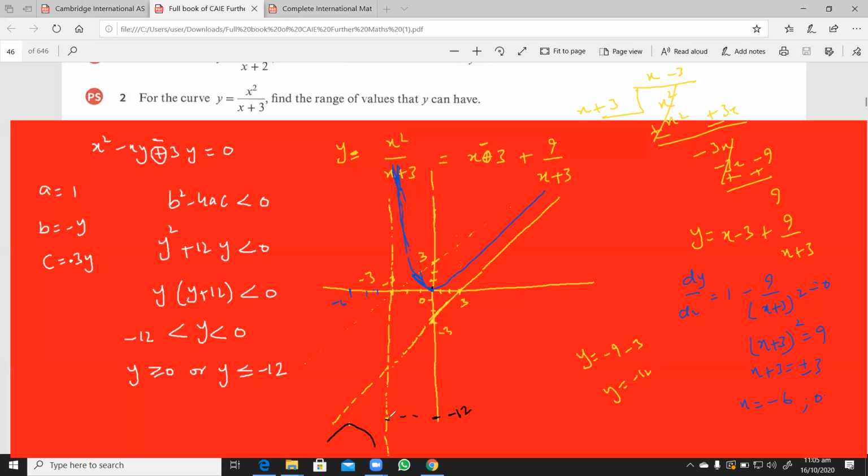You see the values that we have calculated. We were able to calculate these values because this was a quadratic; we could write a quadratic equation in x. You see that the sketch is giving us the same values. One is more than or equal to 0, and the other is less than or equal to minus 12.